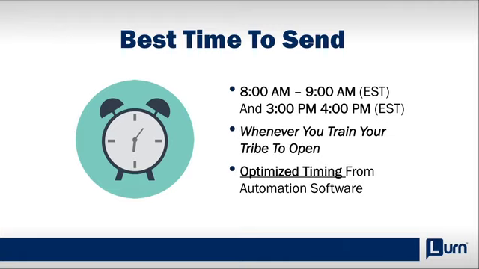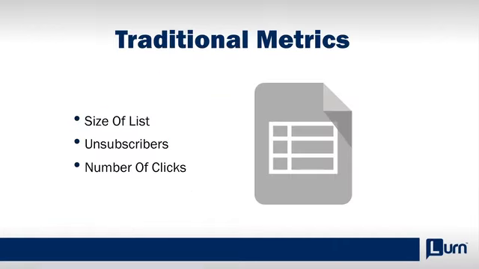Now, the biggest thing that I talk about here, and this is number 4, is metrics, the things that you should be looking for in your business. The traditional metrics people look at are how big is your list, how many people clicked, and how many people have unsubscribed, and that's not bad. That's a pretty decent number that you need to be looking at as well.